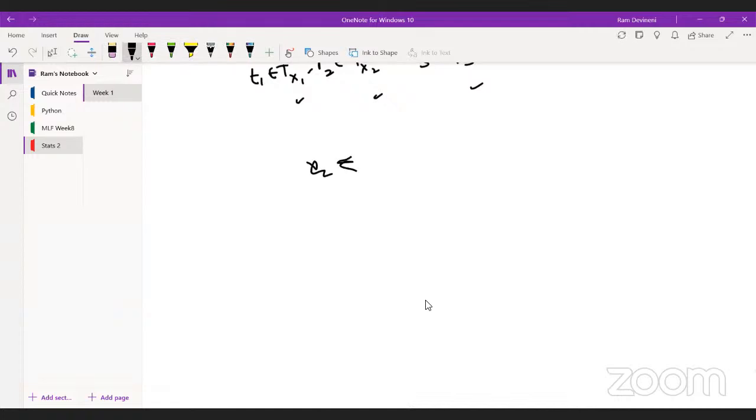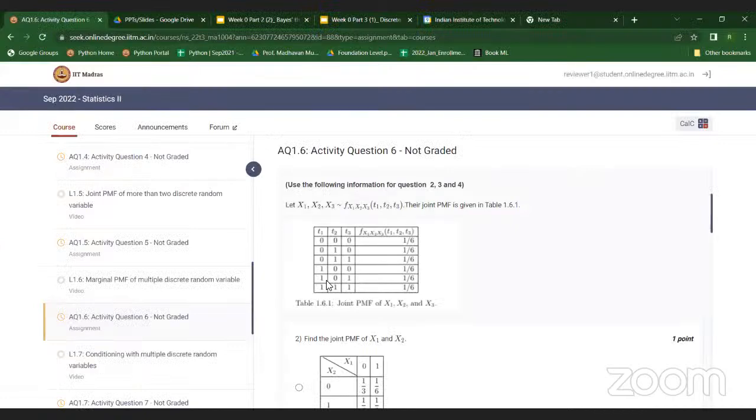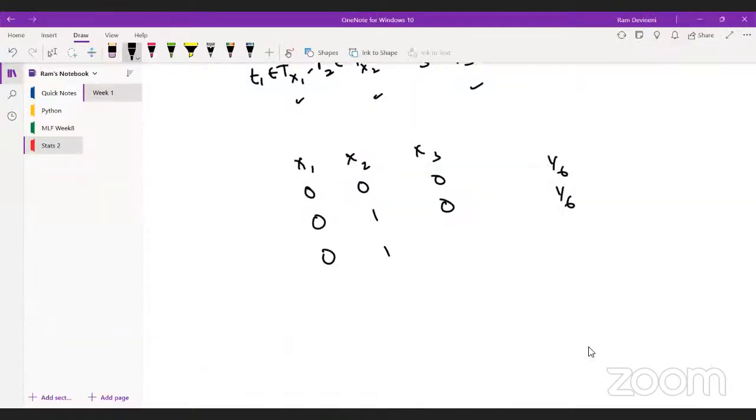This one. X1 we have, X2 we have, X3 we have: 0, 0, 0, and then 0, 1, 0, I guess. Can someone tell me these values? 0, 0, 0; 0, 1, 0; 0, 1, 1 is going to be 1 by 6. 1, 0, 0 is 1 by 6. 1, 0, 1 is 1 by 6. And then 1, 1, 1.